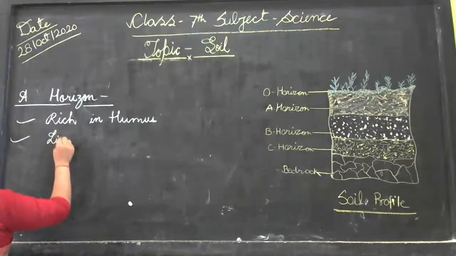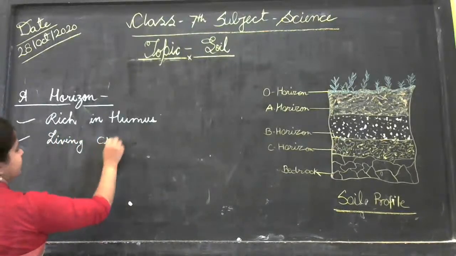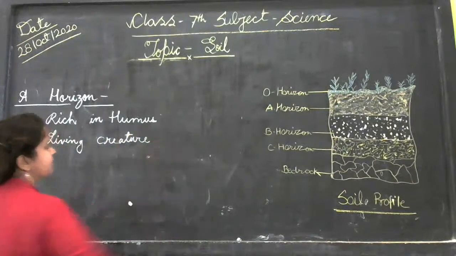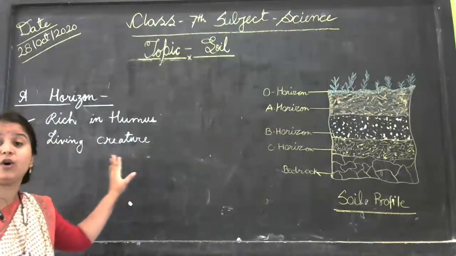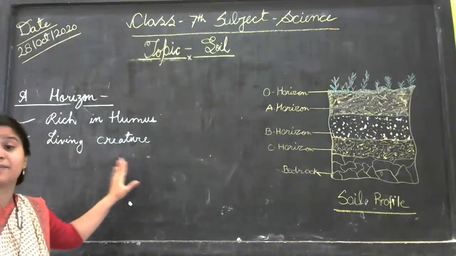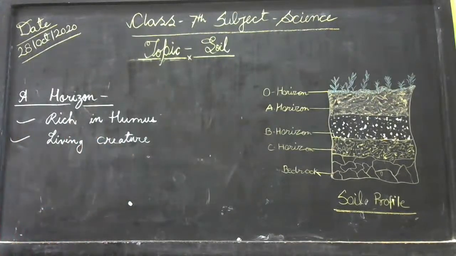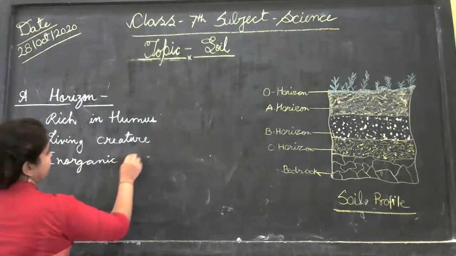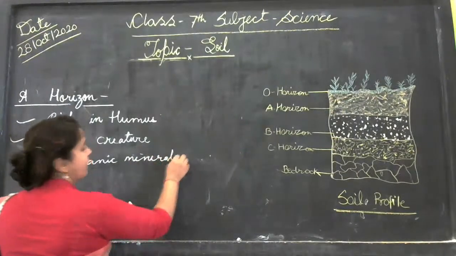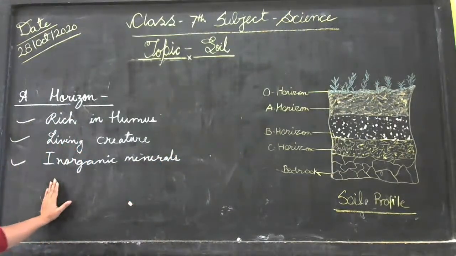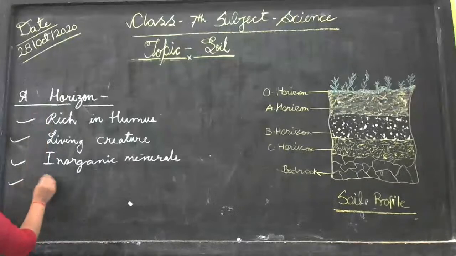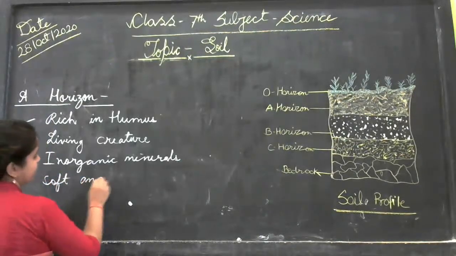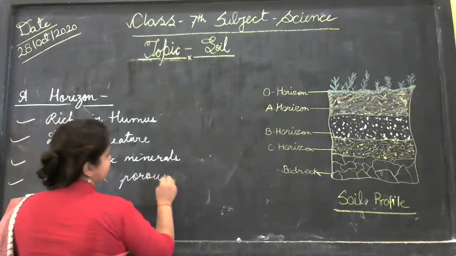living creatures. What does it mean? It means that many organisms and microorganisms are present in this A horizon. Okay. Next, what's the next property? Inorganic minerals are present in this A horizon, right? The next property of this is that this horizon is soft and porous. This horizon is soft and porous.